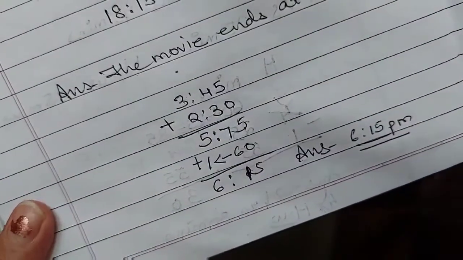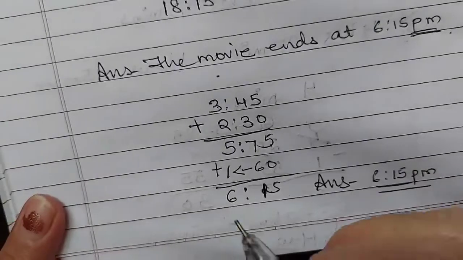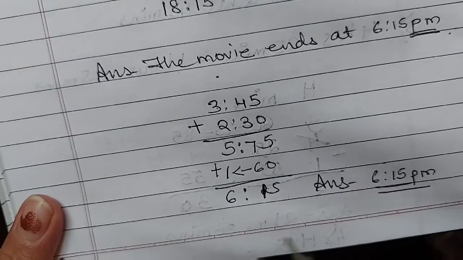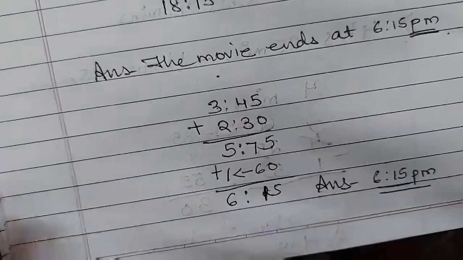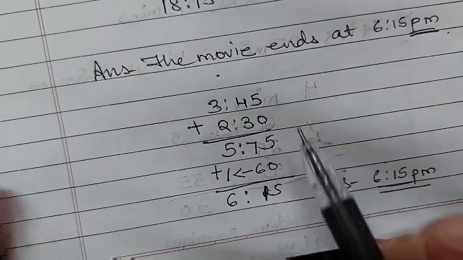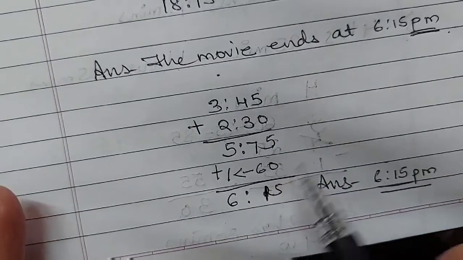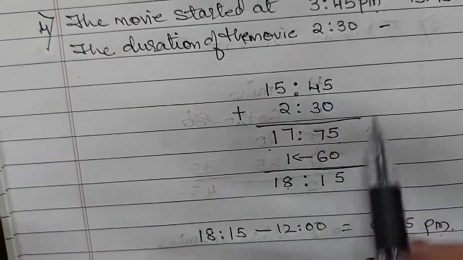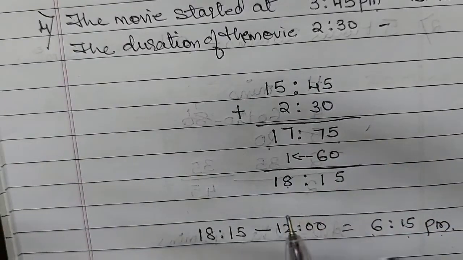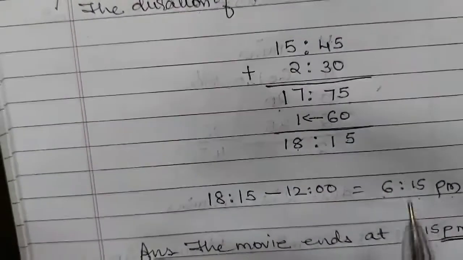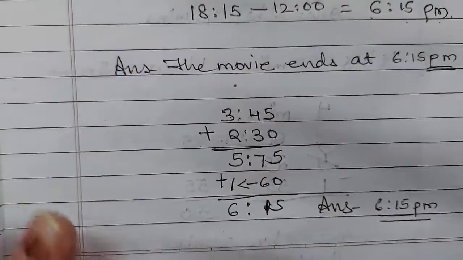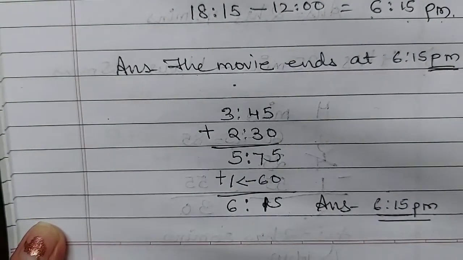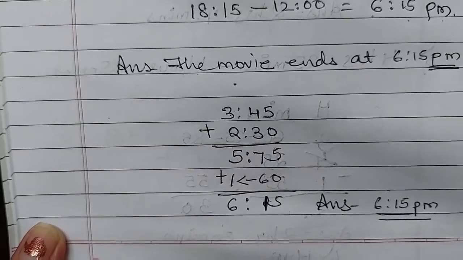6:15 p.m. Understood, children? This was when we are handling it with the smaller number, and both times are in the PM section. Both times were in the evening section. If one time is in the morning and the other time is in the evening, you have to follow this method. You have to convert it into 24-hour clock. Right, children? Follow the easy method. For this question, you can follow this method also. Thank you. We'll continue in the next lecture.